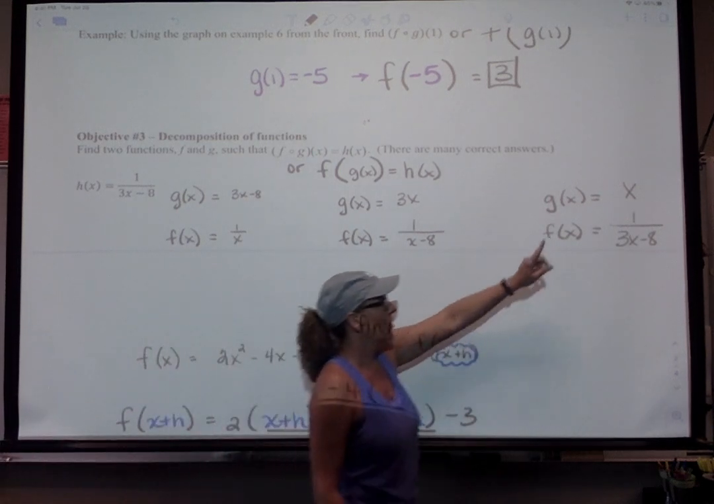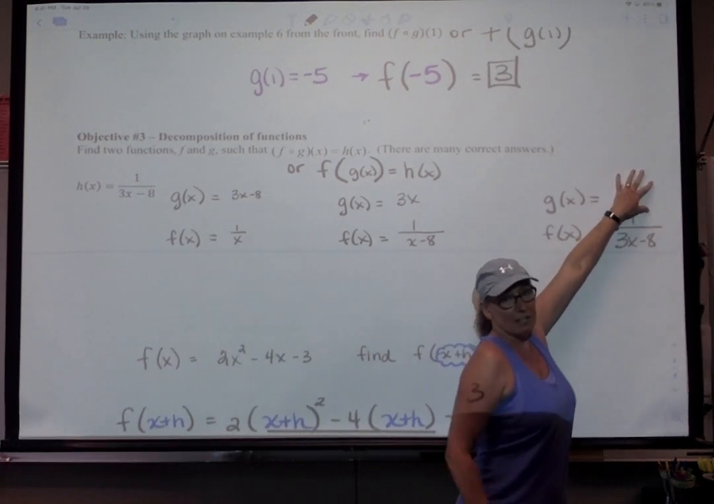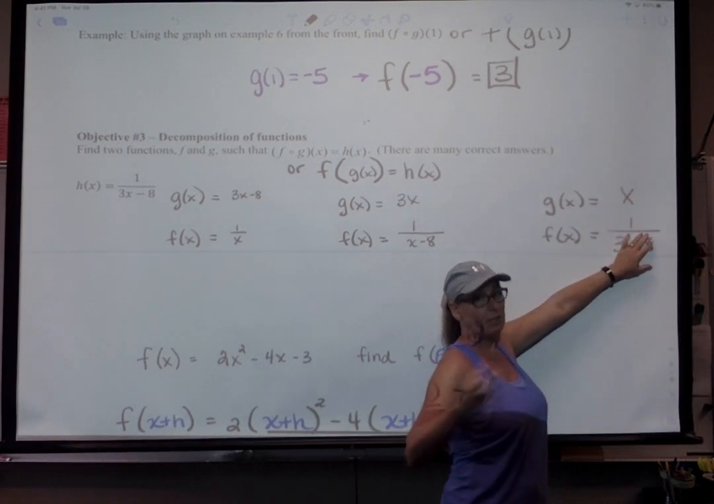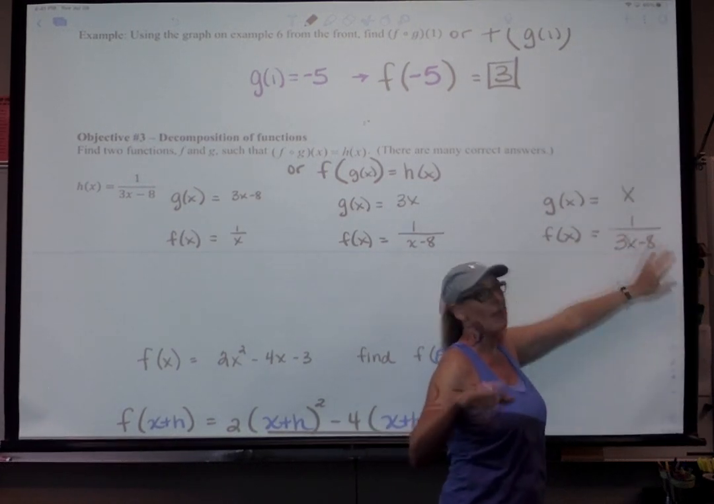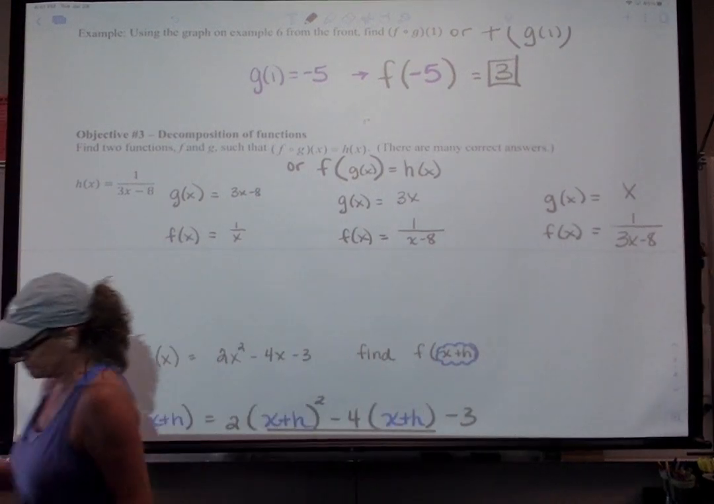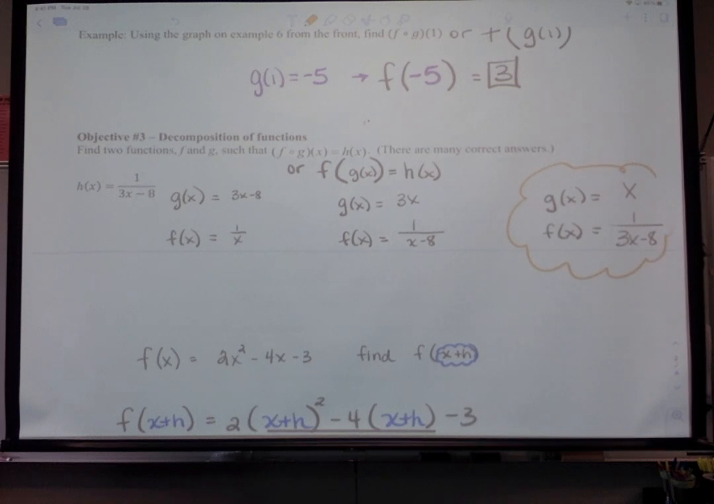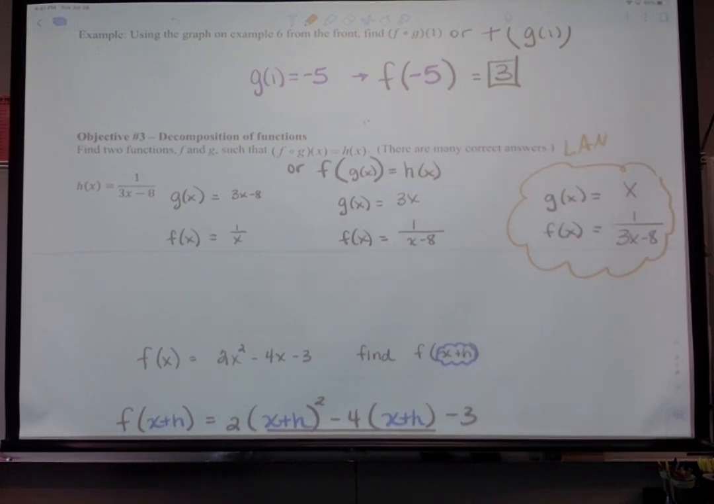Also, g of x, 1 over 3x minus 8, and this would just be x. That's lame. And it's so lame, I'm going to document it. Lame.